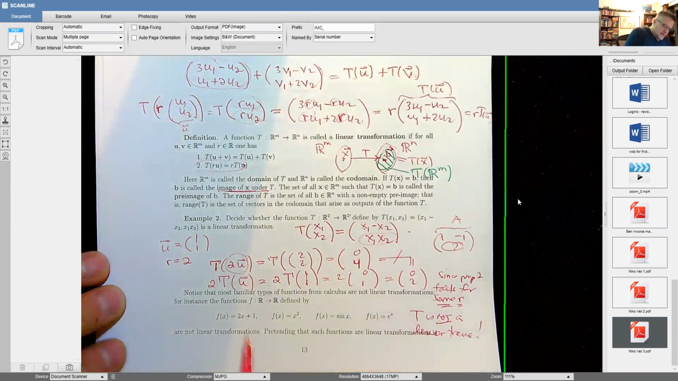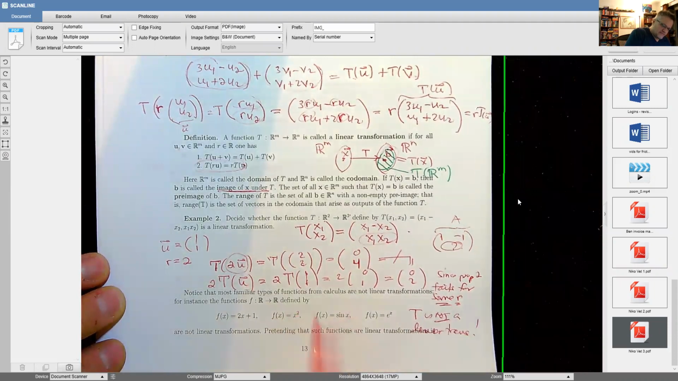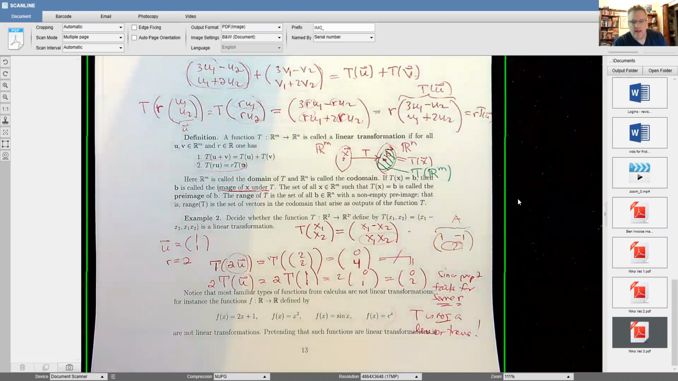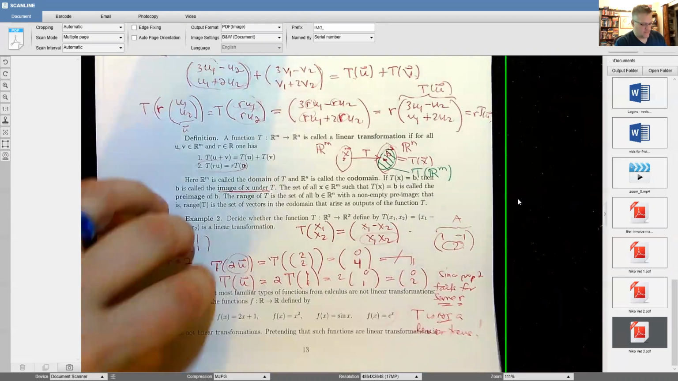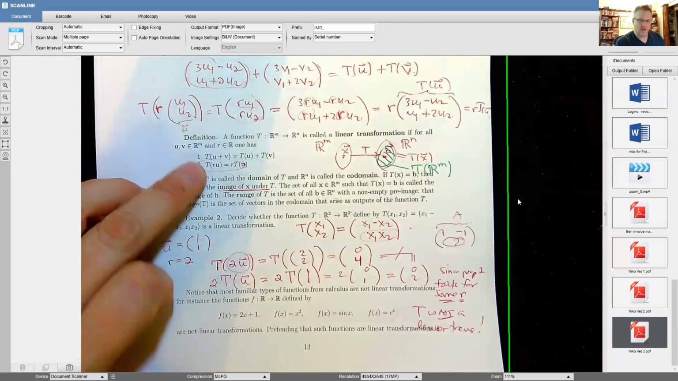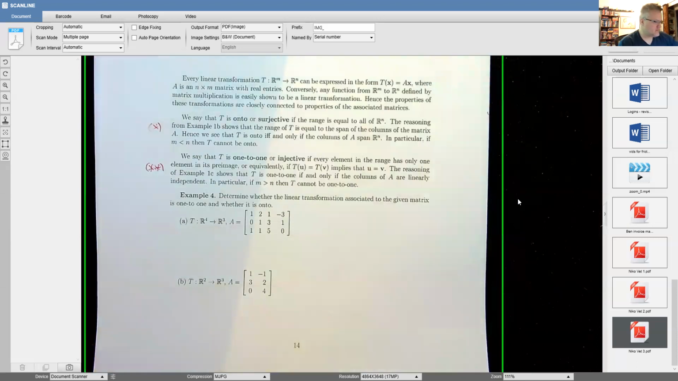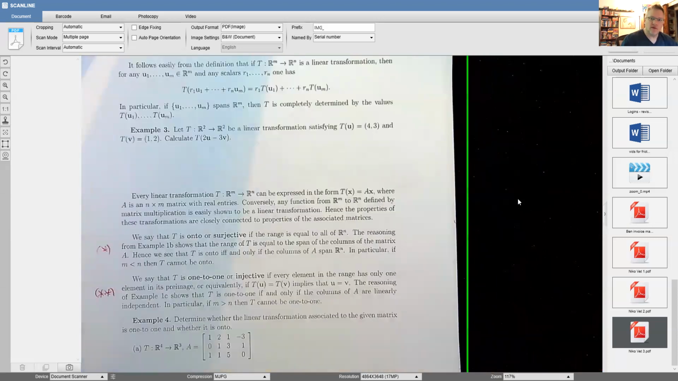All right, and so anything like this, right? So these guys here, if you have those in the components or whatnot, they are not linear, right? There are cases for which these properties do not hold, right?